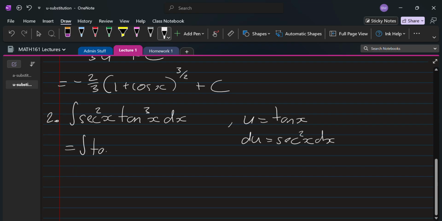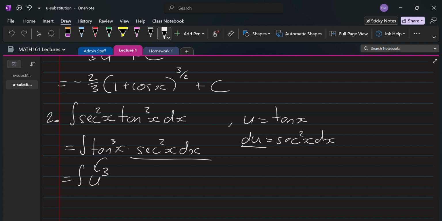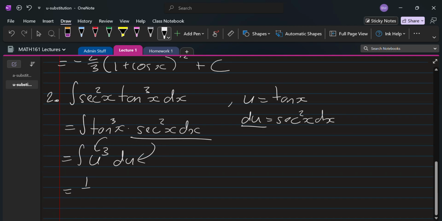So let's write this as the integral of tan cubed x and then sec squared x dx. So all of this on the end there, sec squared x dx, that just becomes du. And since u is tan, that beginning bit just becomes u cubed. So this is the integral u cubed from there, du from there. And then we just integrate. So u cubed becomes 1/4 u to the 4 plus c.